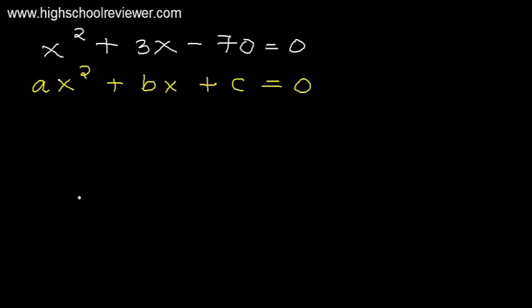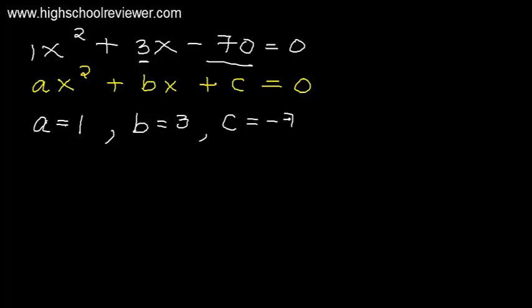the values of a, b, and c. So our a here will be equal to, since there is no numerical coefficient, this is understood as 1, since 1 multiplied by x squared is x squared. So our a here is 1. And then our b will be the numerical coefficient of the second term. So our b here is positive 3. Our c will be the third term, or the constant, and this is negative 70.